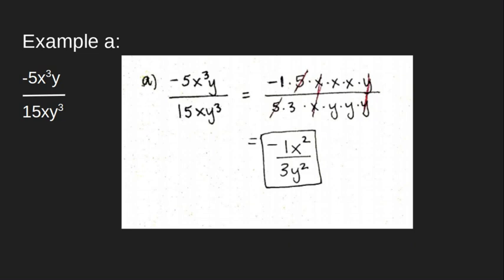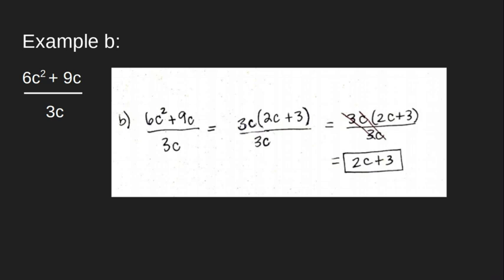I can rewrite negative 5 as negative 1 times 5. I'm going to break apart the x's, so 3 x's, and a y in the numerator. In the denominator, I break apart the 15, 5 times 3, break apart the x, and then the y to the third. Now, notice that the 5's cancel, an x cancels, and a y cancels. And that's how I get my final answer, or my simplified answer, of negative 1 x squared over 3y to the second. Let's try another example.